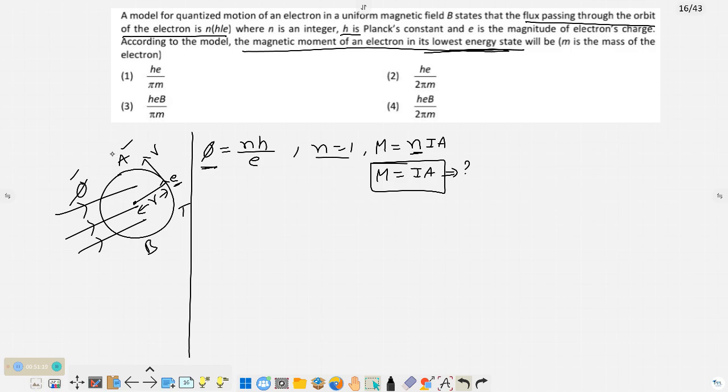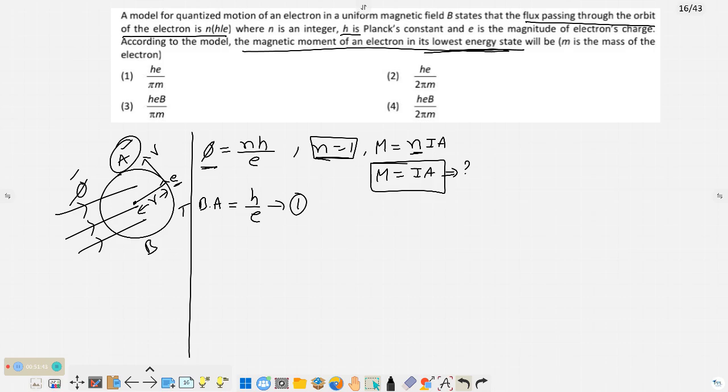Flux passing through area, because they have given one particular orbit in which the electron is revolving, so it has some radius of the orbit, so there is a particular area. So flux, the magnetic field passing through the area, can be written as nh by E. In the case of the first orbit, the lowest orbit, I can write simply h by E. This is called equation number 1.